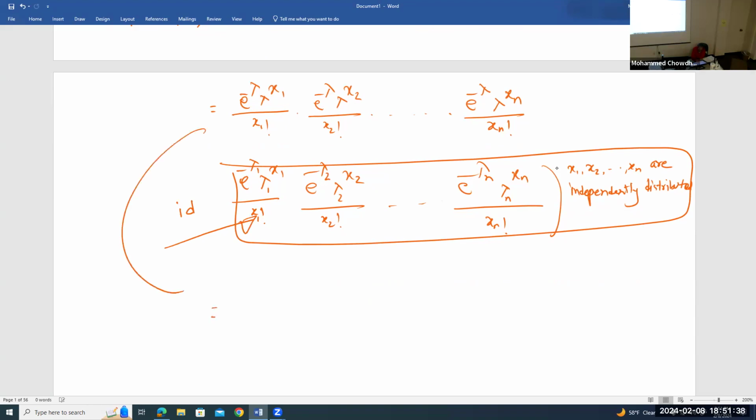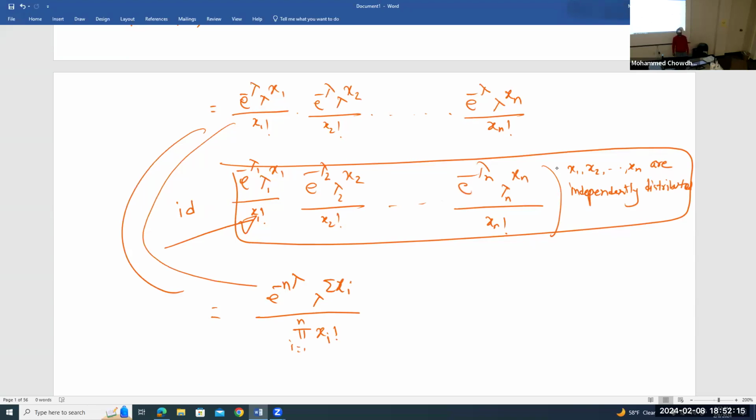Come from here to there. I can write here e to the power minus n lambda and lambda to the power sum of xi divided by the product of xi factorial, i goes 1 to n. Can I write like this way? So how many lambda? This plus that. There is n lambda, right? So that is why it has been written n lambda. So these can be written e to the power minus n lambda, right?